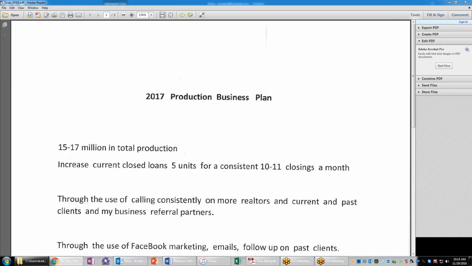Okay. So you've got a pretty good business model working for you right now. Agreed? Yes. You have a pretty good business model, but you want to increase it. Totally. Yes.